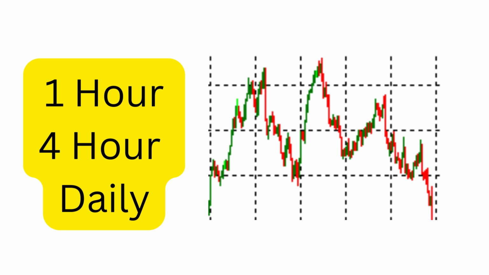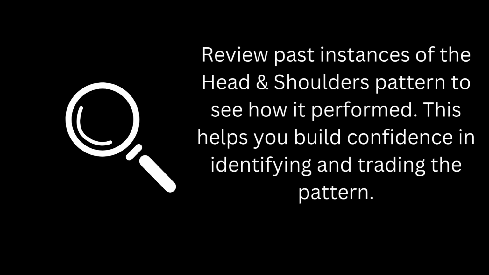Spotting the head and shoulders in live charts. Look for patterns in different time frames, such as 1 hour, 4 hour, and daily charts. The pattern can appear in any time frame, but higher time frames tend to produce more reliable signals.